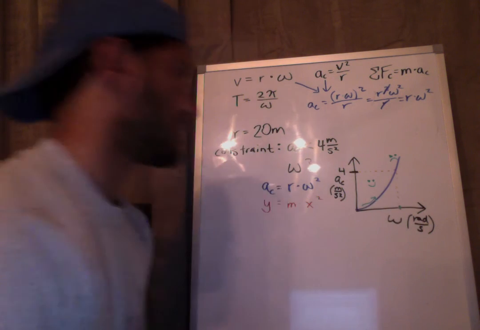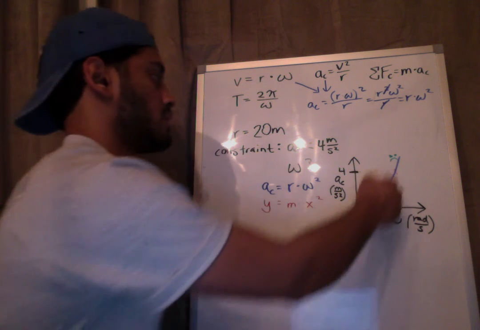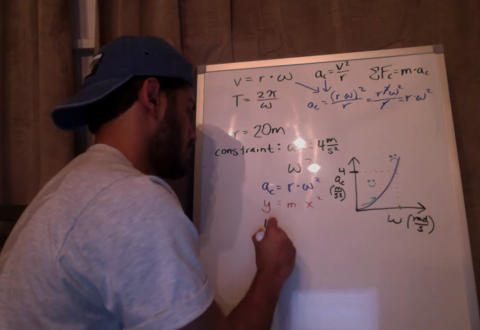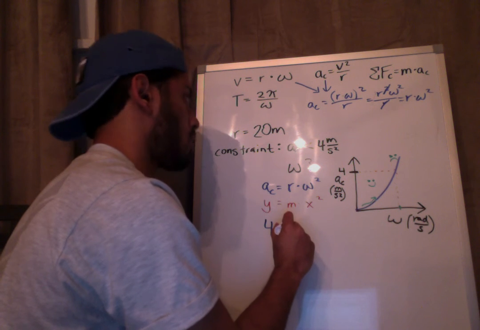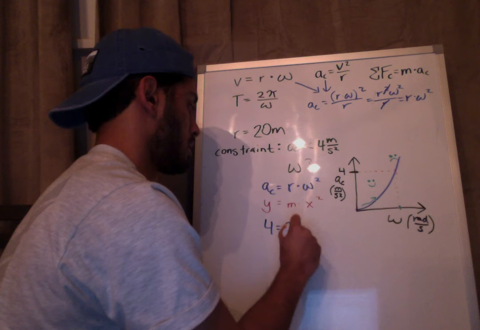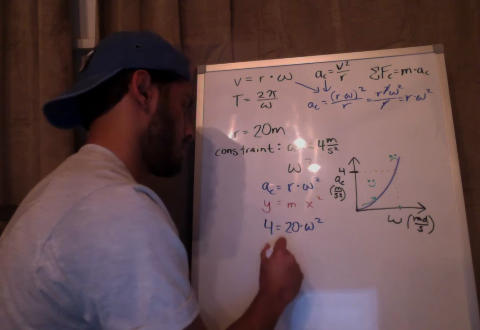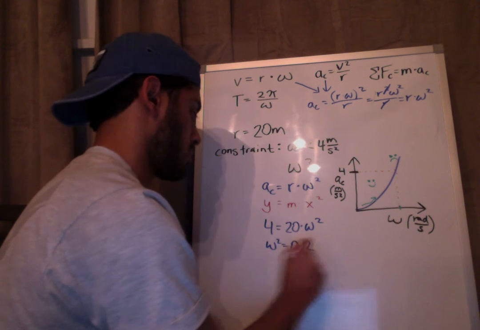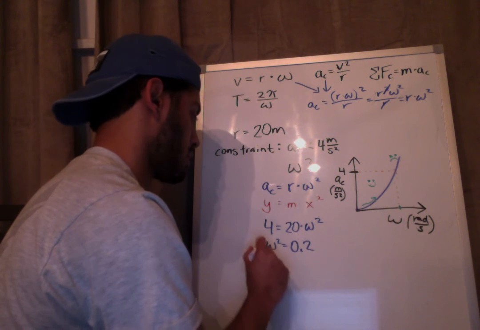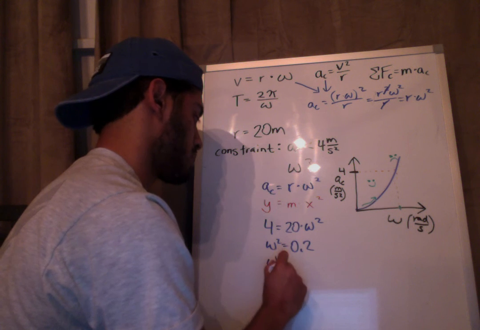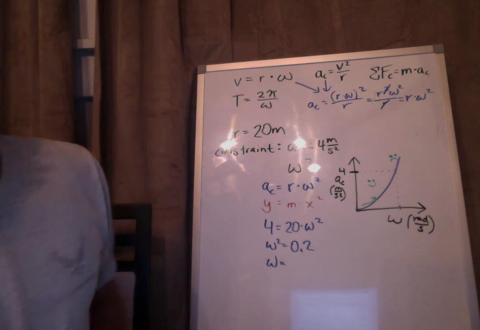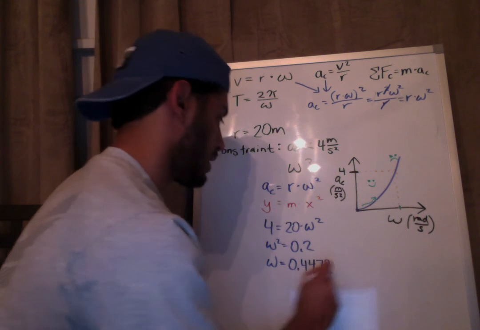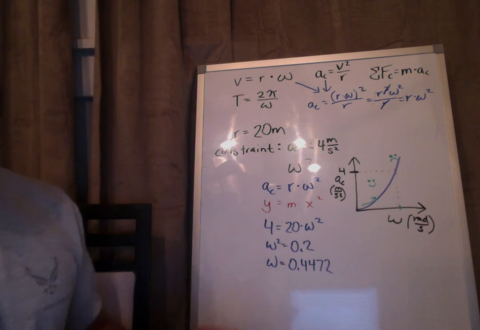To figure out what that angular velocity is at our constraint, let's plug in the value 4. And so we'll say 4 is equal to r, which is 20, times omega squared. As we simplify, you see that omega squared is equal to 0.2, and you could further simplify that, take the square root of both sides, and you'll get omega is equal to, I wrote down the answer here, 0.4472. I included extra digits over here because I want to talk about how to round.